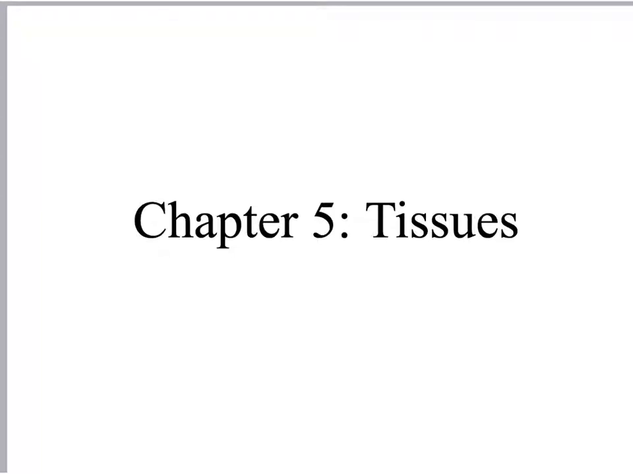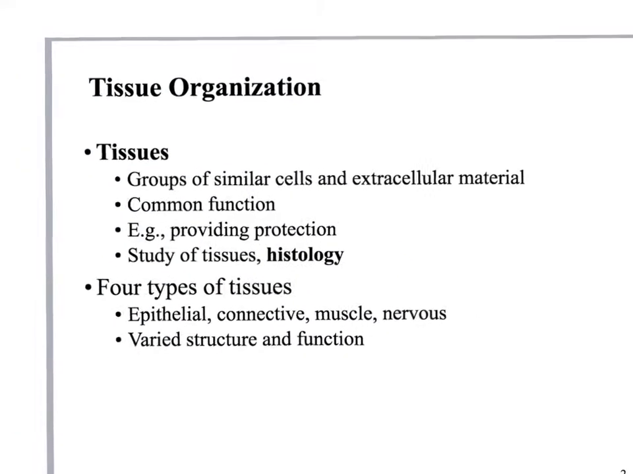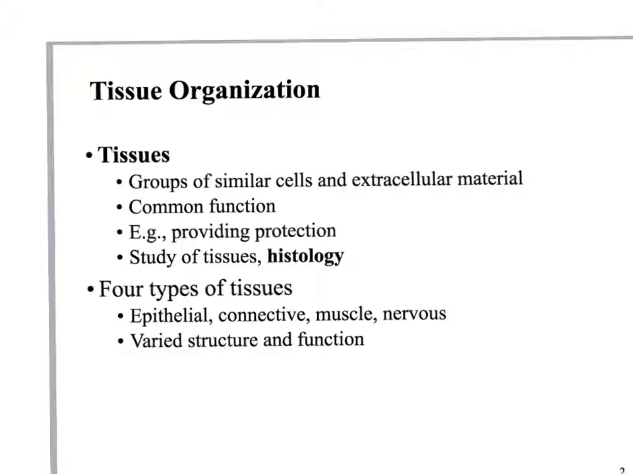So today we're going to cover chapter 5. We're going to cover tissues. I will call on lab material for this, so pay attention. Tissues are groups of similar cells and their extracellular material that have a common function. For example, they provide protection, they provide structural support, they contract, they relay electrical stimulus, you name it.